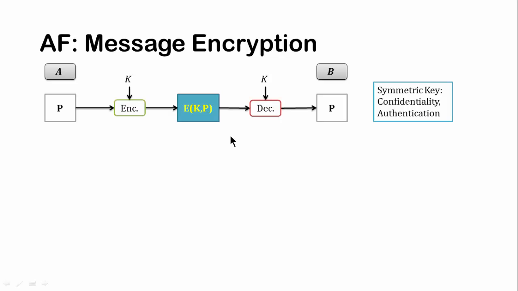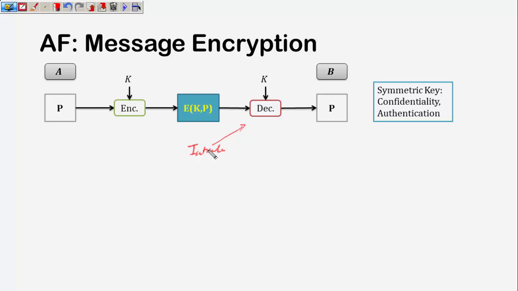The problem is that this decryption algorithm that we have with B would be able to decrypt any message coming from any source. So if there is an intruder that sends a message to B, B would be able to decrypt the message using this K.